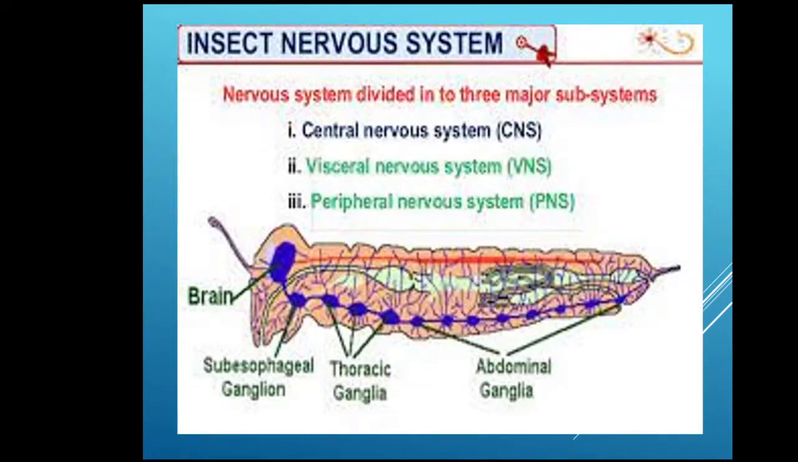So, the main parts of the nervous system of Insecta are the brain and the nerve cord.